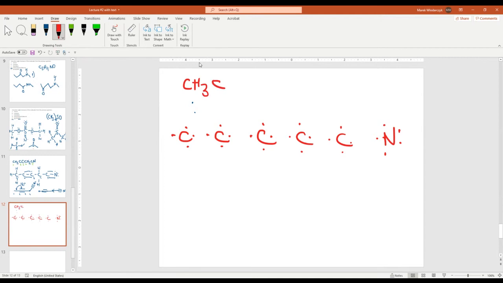Now our condensed formula tells us that there is a CH3, CH2, and so on, so the first carbon is connected to 3 hydrogens. So we have hydrogen, hydrogen, and hydrogen. That will take 3 valence electrons. The 4th valence electron will be taken by the carbon-carbon bond. Then we have carbon number 4 here that has 2 hydrogens, and that will take 2 electrons.